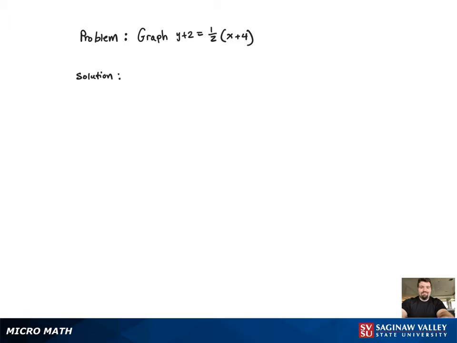The first thing I want to do is get the equation into slope-intercept form. To do that, the first thing I want to do is distribute the 1/2 on the right-hand side of the equation. Now subtract 2 from both sides, and there you have it. Y is by itself on the left-hand side, and it's in slope-intercept form.